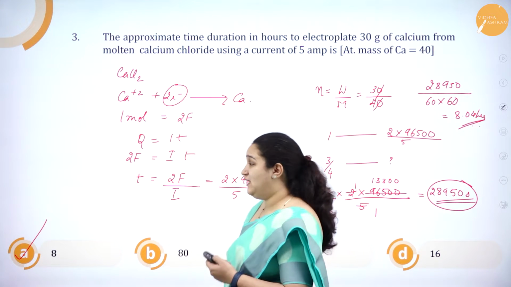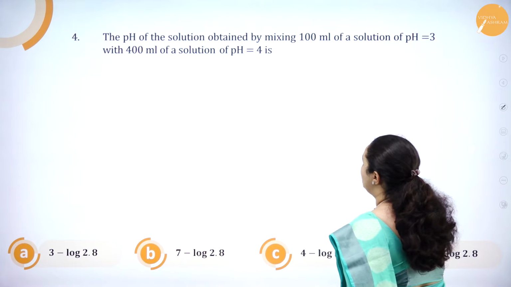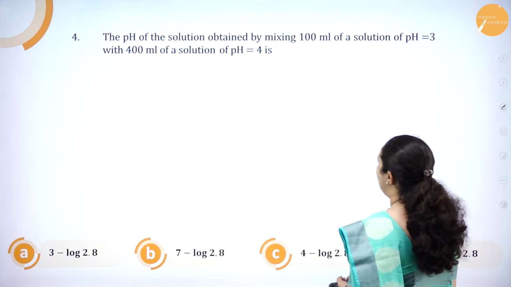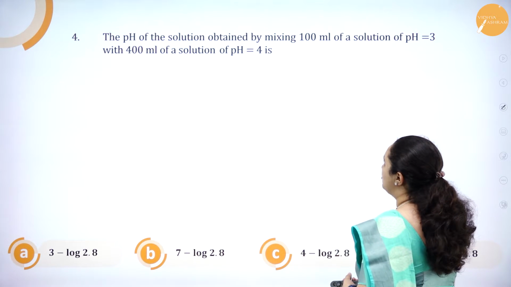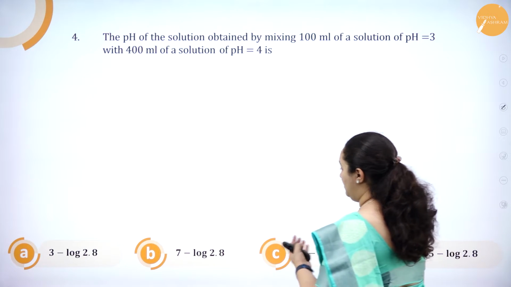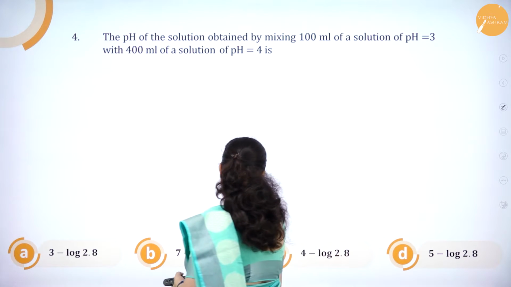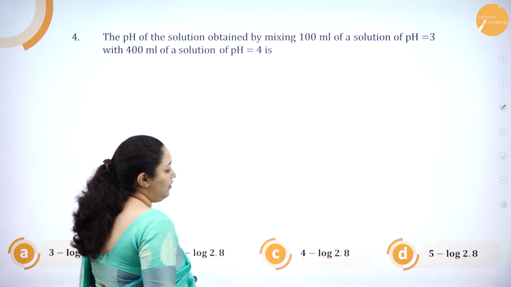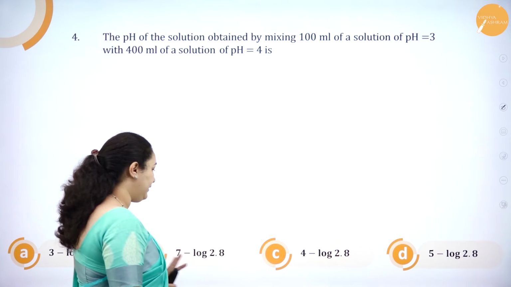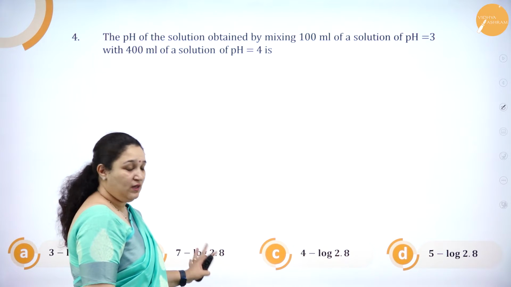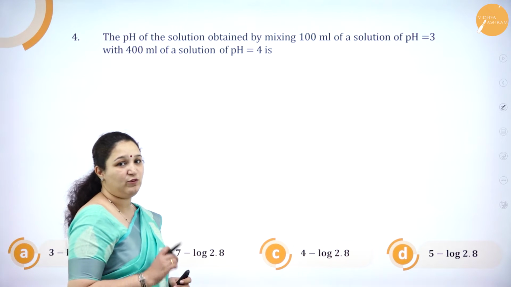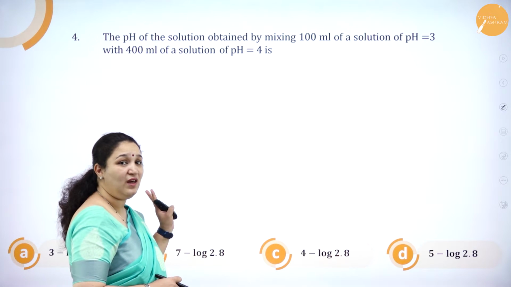So next question, that is the fourth question, is the pH of the solution obtained by mixing 100 ml of the solution of pH 3 with 400 ml of solution of pH 4 is 3 minus log 2.8, 7 minus log 2.8, 4 minus log 2.8, 5 minus log 2.8. So surely you are going to get log 2.8 in your final answer, but the powers might vary here, that is 3, 7, 4 or 5. You should be very careful with the powers, which you get to know when you see the options.